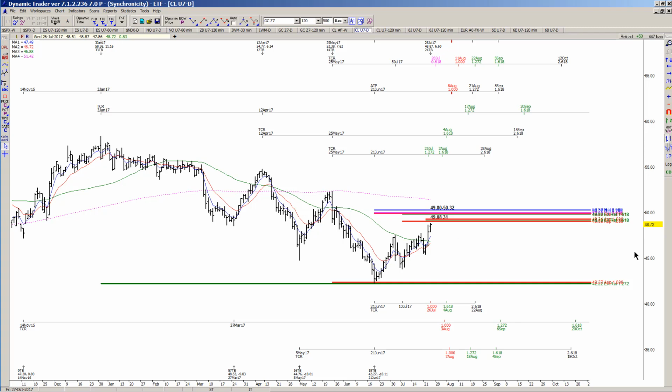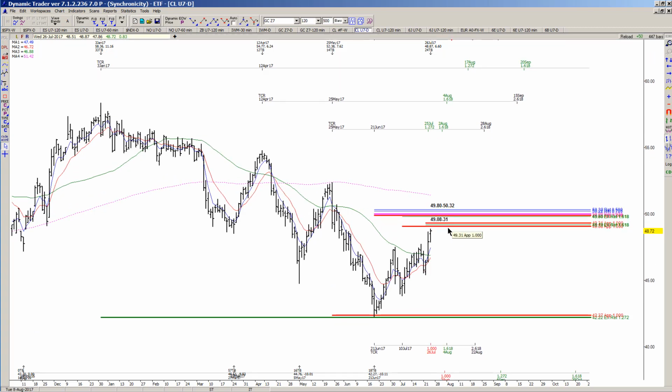Now, the first zone comes in at this 49.08 to 31, which includes target number 2, or the 1618 extension, and a couple of symmetrical projections. Then we have an area that includes a 618 retracement and another larger symmetrical projection, plus an extension of another swing and a couple of retracements at 49.80 to 50.32. So these are two areas that I'm going to watch for possible failure, okay?